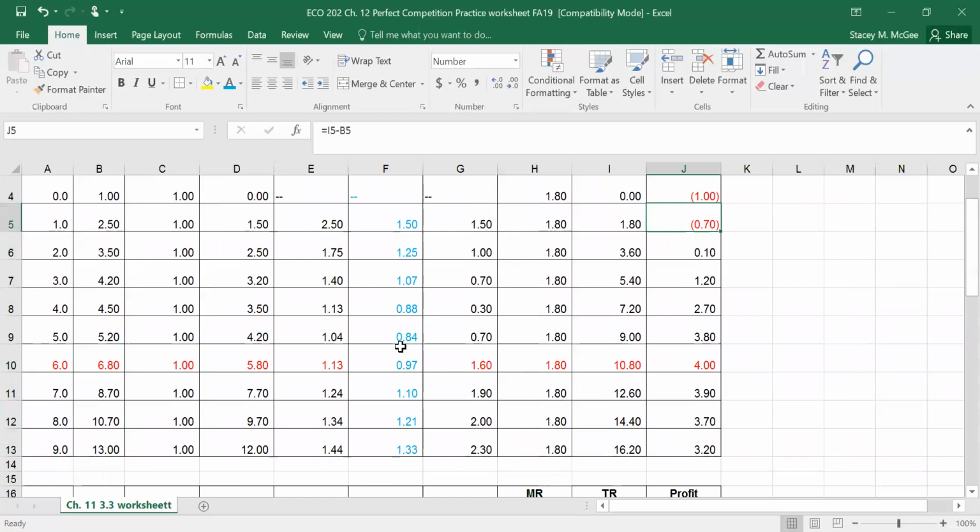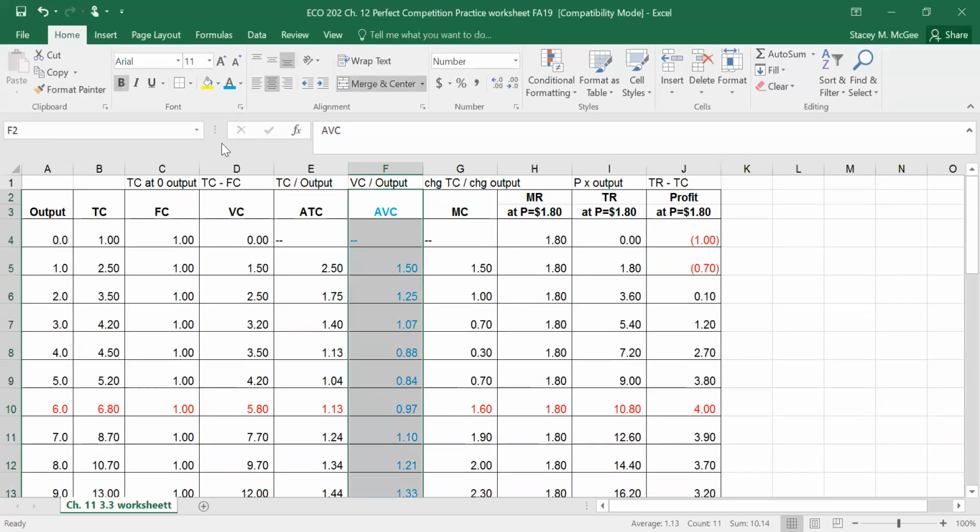This lowest point on the average variable cost curve here is 84 cents. That's basically her shutdown point. So as long as the price stays above 84 cents, she should continue to produce even if she's losing money. If, however, the price goes below 84 cents, she'd be better off shutting down. So that's our shutdown rule from the other one.